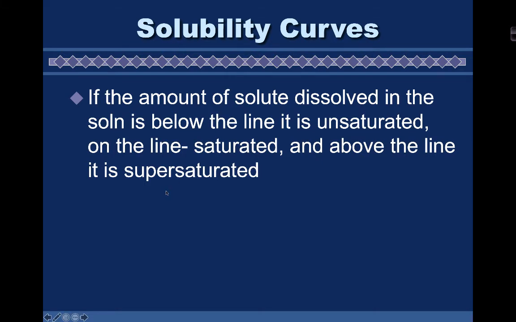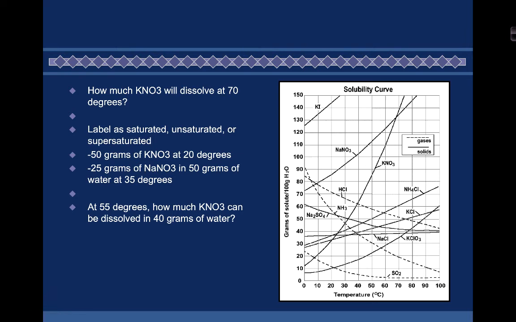Let's look at some problems with the solubility curve. How much potassium nitrate will dissolve at 70 degrees? Go to the line for potassium nitrate, go to 70 degrees. So here we go.